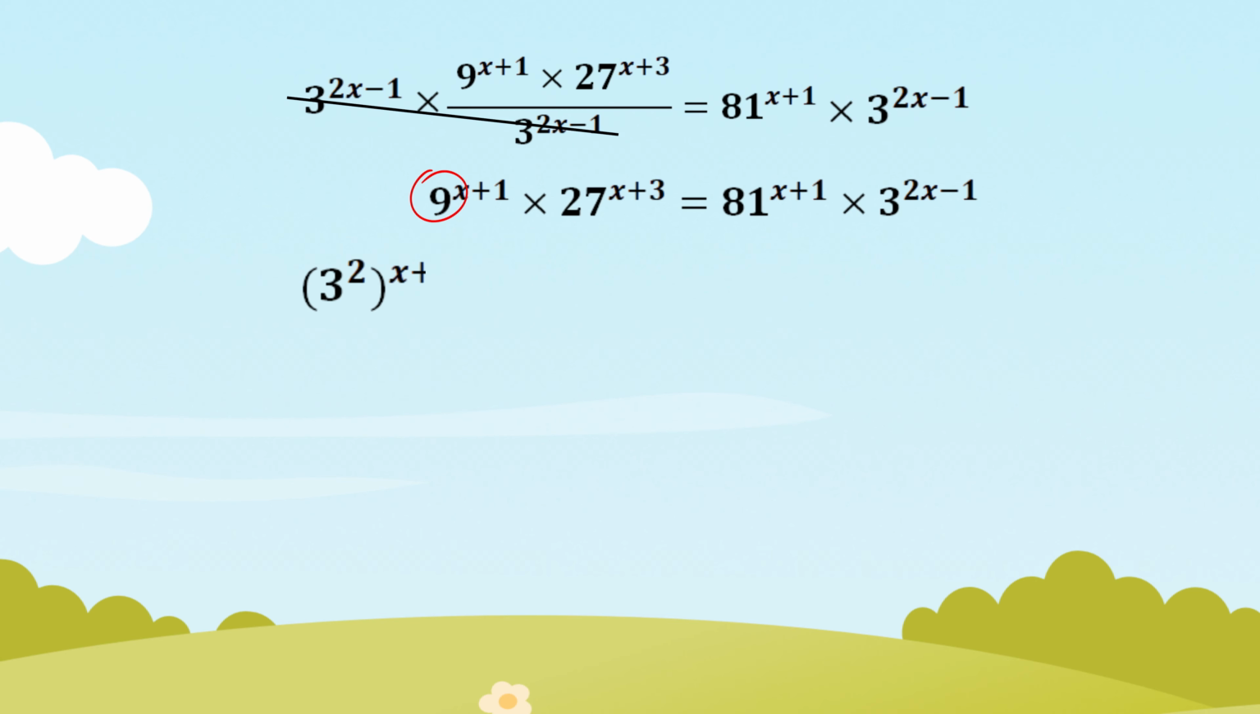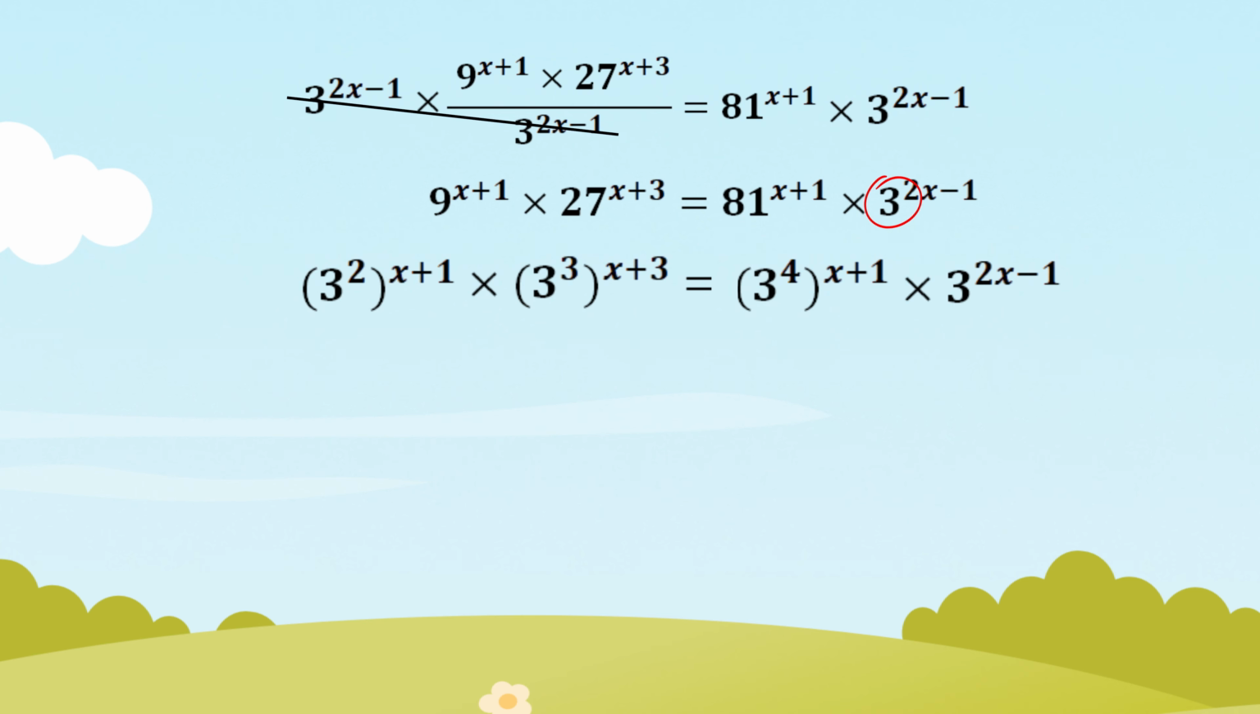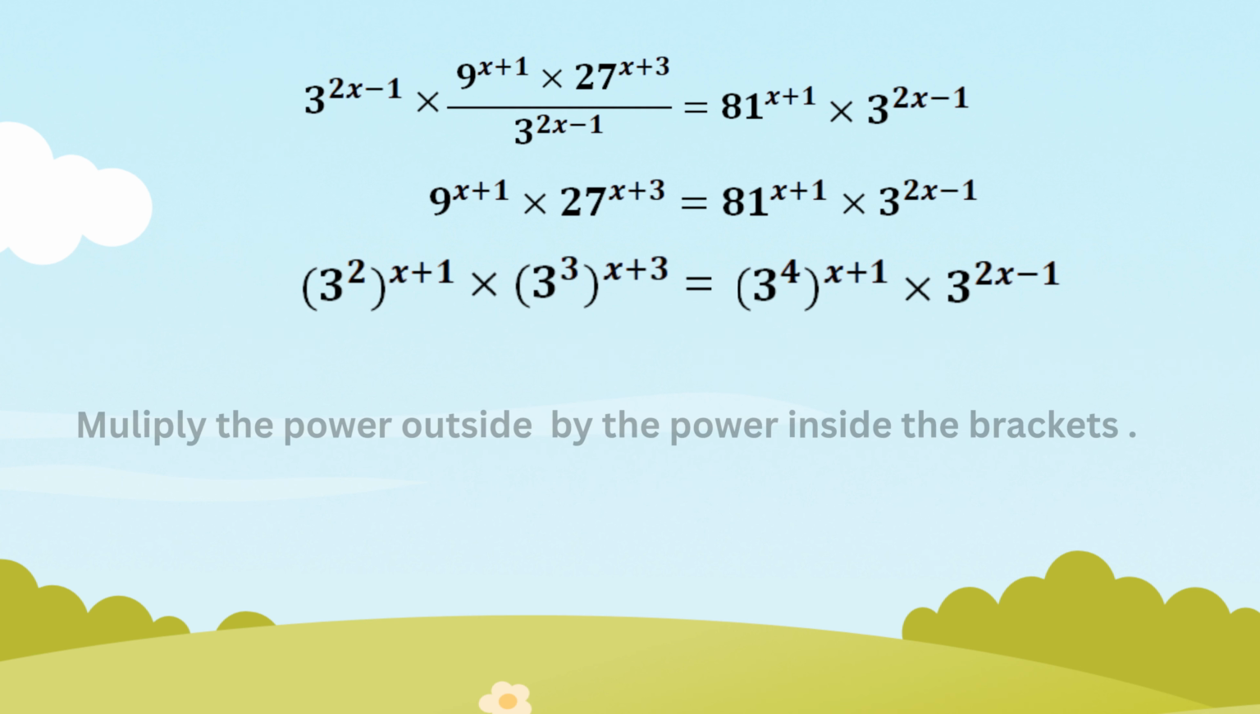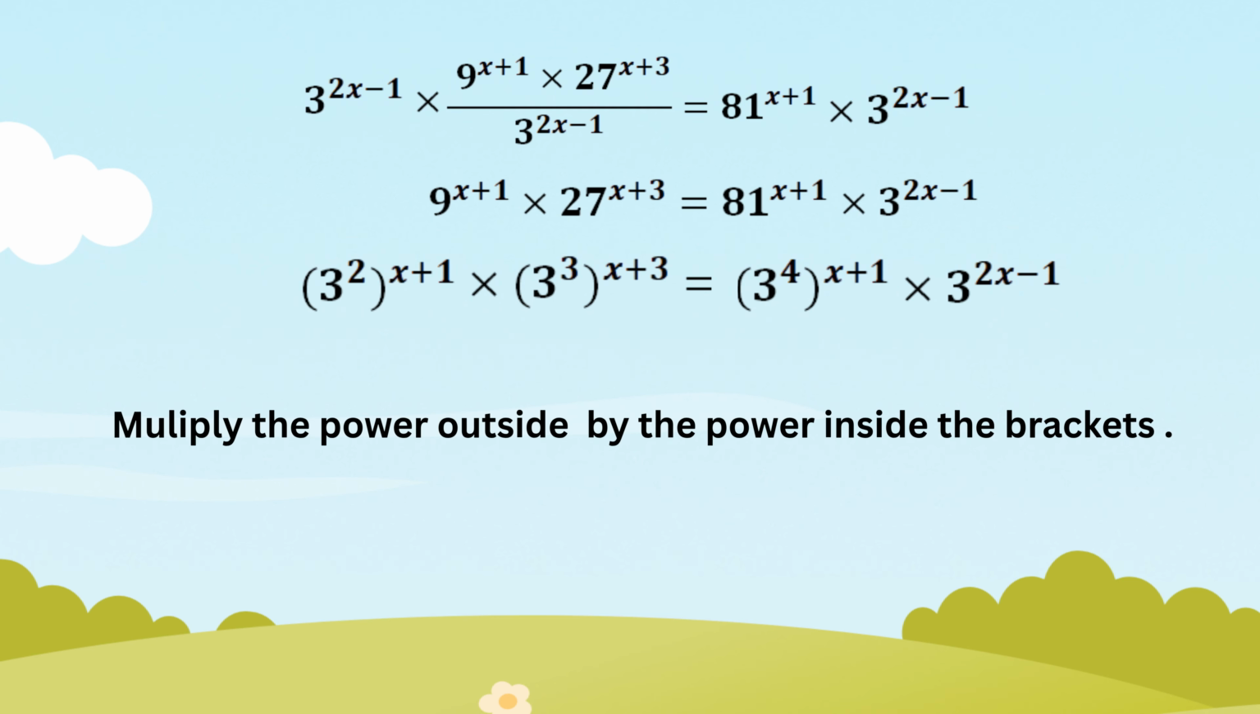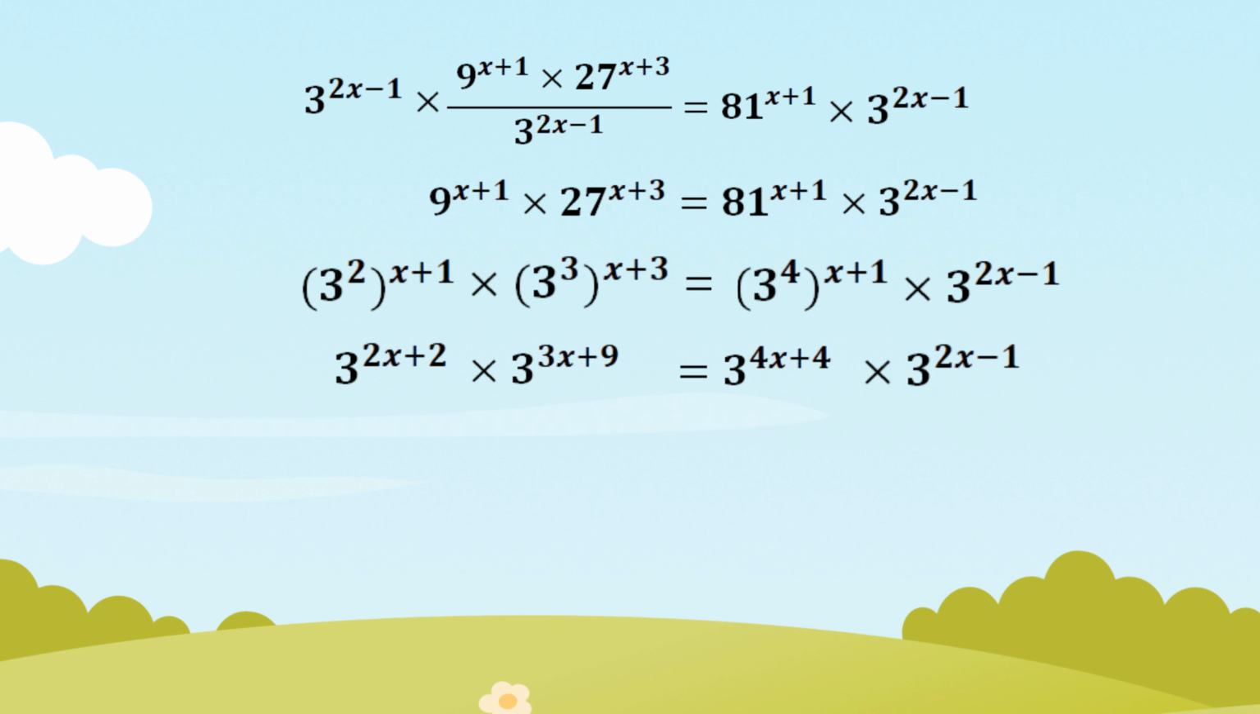Now 9 is 3 squared, 27 is 3 cubed, 81 is 3 to the 4th power, and the final term is already base 3. So now we multiply the power outside the brackets by the power inside. For the first term, we get 2x plus 2. In the second term, we get 3x plus 9. For the third term, we get 4x plus 4. The final term is the same, 2x minus 1.